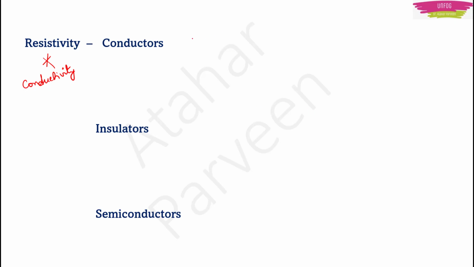So what about the resistivity of conductors then? Resistivity must be very low, isn't it? Resistivity is very low. That's why conductivity will be very high. That's why it is a conductor, right? Then what about insulators? Here resistivity will be very high. That's why it's not allowing current to flow through it, right? That's why conductivity will be low in insulators.